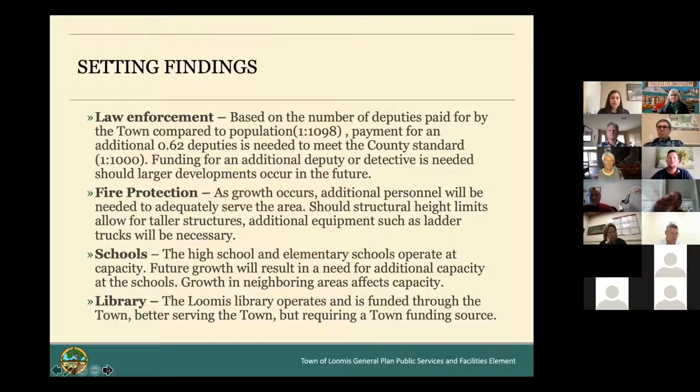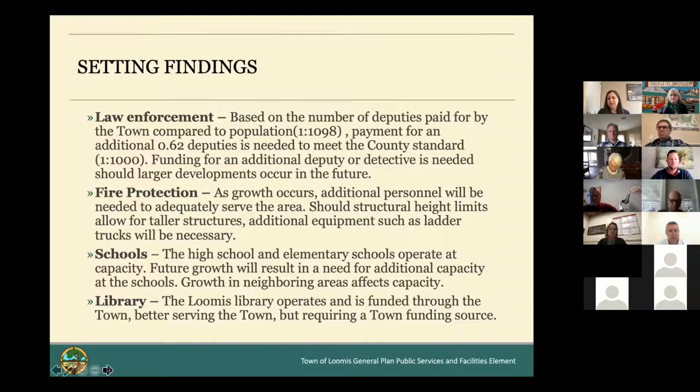For schools, we have the Loomis Union School District and the Placer Union High School District. They operate at or near capacity, both of them. So future growth will result in a need for additional capacity at the school sites, and growth in neighboring areas can affect capacity.